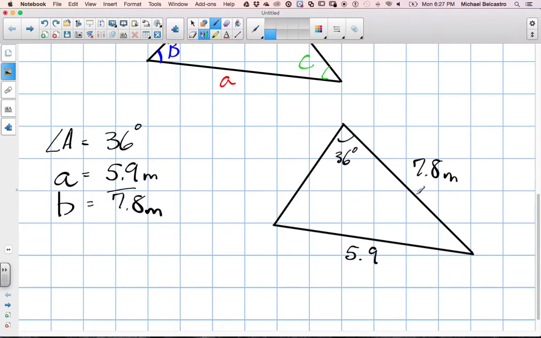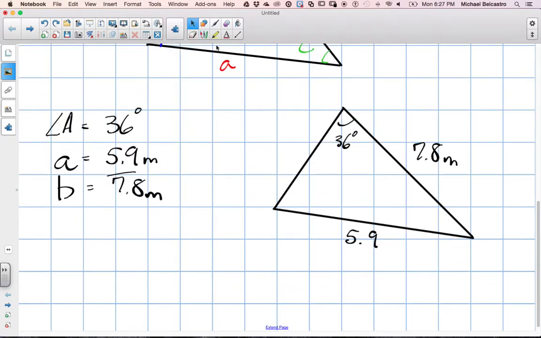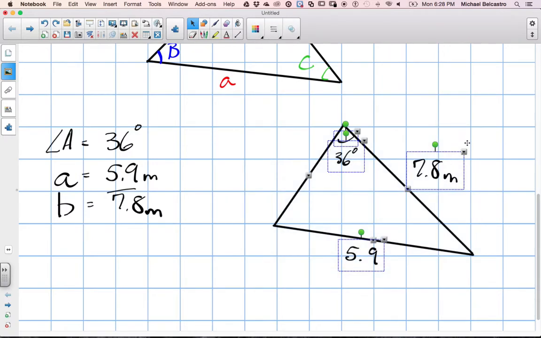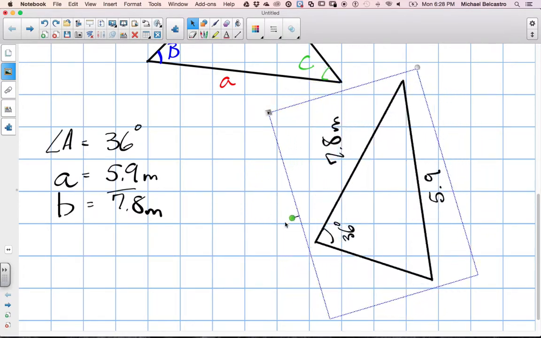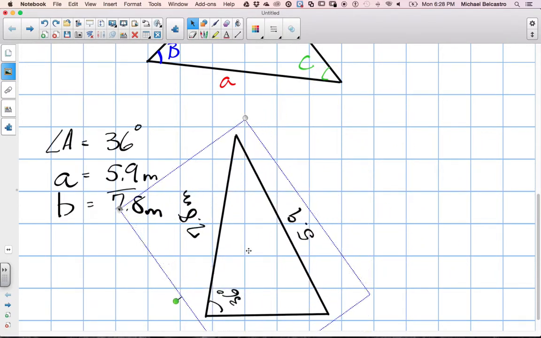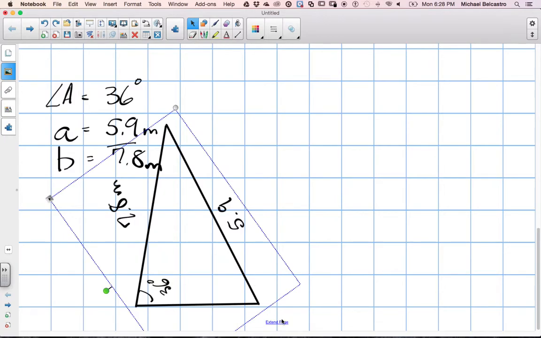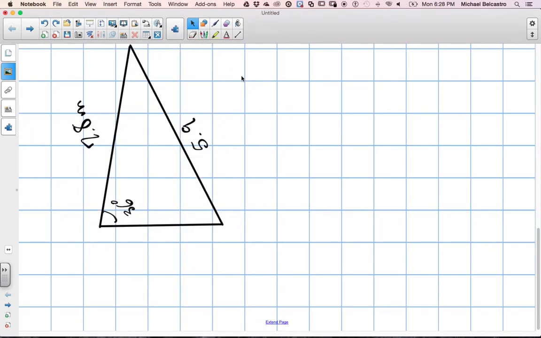Now I'm going to flip this triangle around so we can make a little more sense of it. Let's spin this whole thing around just a little like this. There's a reason I want to do this. I want to show you how we could technically have built two different cases out of this. So I'll relabel it so that it's right side up. This is our 36 degrees. This is our 5.9. And this is our 7.8.